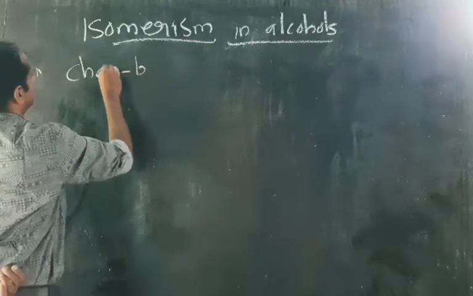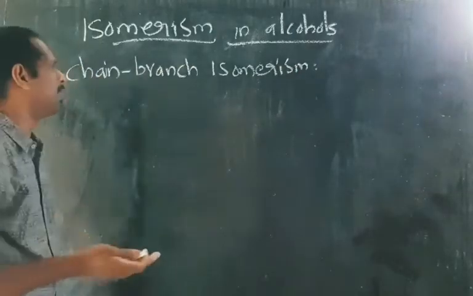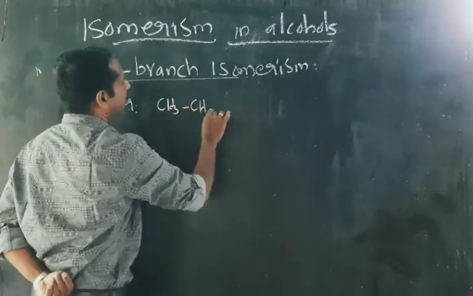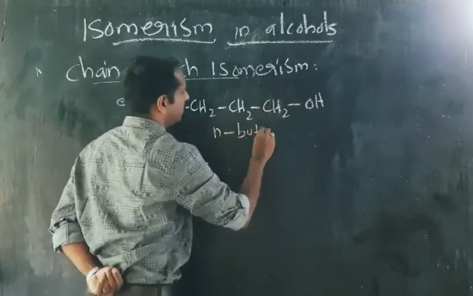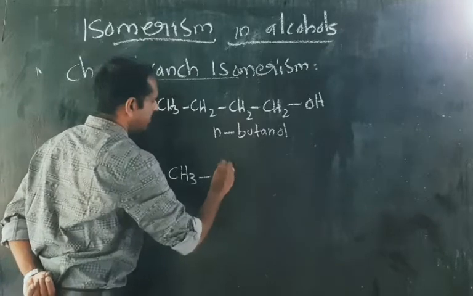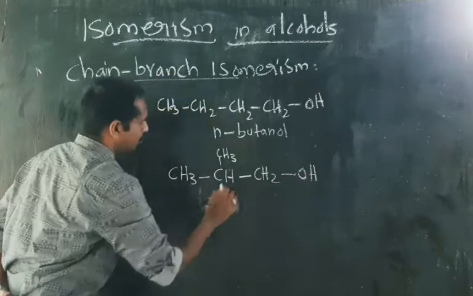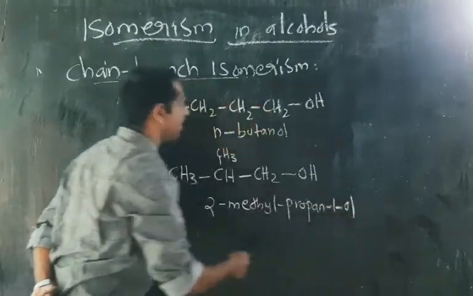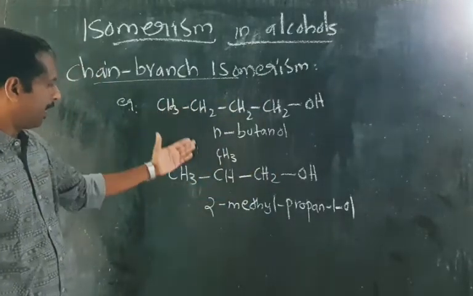Number one, chain branch isomerism. Example, these are very simple isomerism in alcohols. First one is chain branch isomerism. Example, look at here. CH3, CH2, CH2, CH2, OH, normal butanol, and look at here, its isomer, CH3, CH, CH2OH with a methyl group, 2-methylpropan-1-ol, 2-methylpropanol.